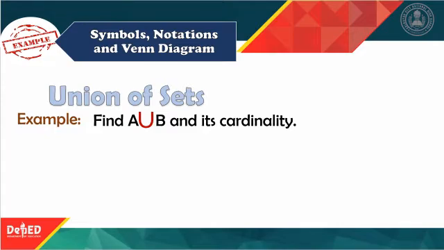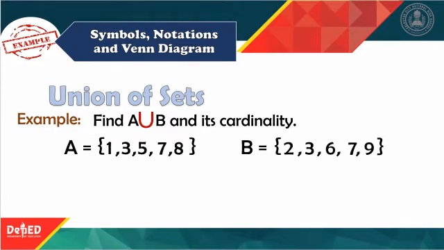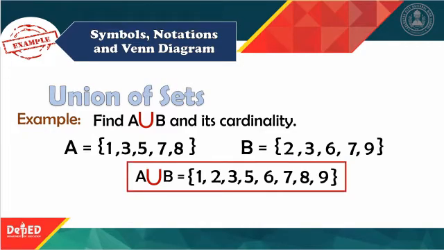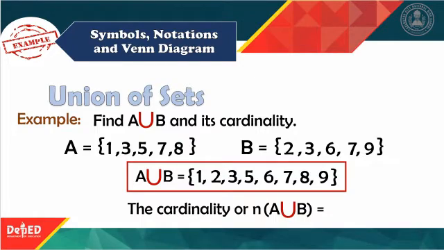Let's say, for example, we have to find the union of sets A and B, and also its cardinality. The given are sets A and B, where set A has elements 1, 3, 5, 7, and 8, and set B has elements 2, 3, 6, 7, and 9. If the union of sets means combining all elements of the sets but elements should not be repeated, therefore, the union of sets A and B is equal to 1, 2, 3, 5, 6, 7, 8, and 9, written as follows. And the cardinality of a union of sets A and B is equal to 8, meaning there are 8 elements in the union of sets A and B.